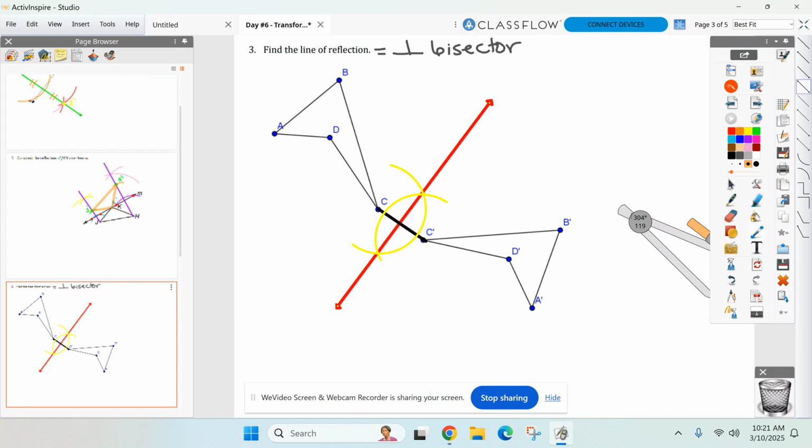Do you have to do it for every single one? Unless you want to check. I don't need it. If you want to do another set of points, go ahead. If you want to make sure, just to be on the safe side, and check, but I'm only going to require one.